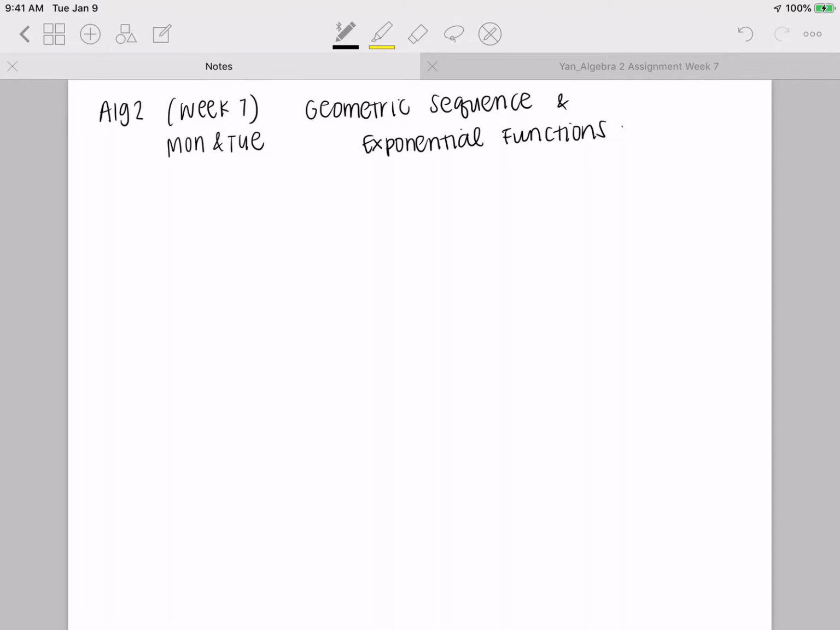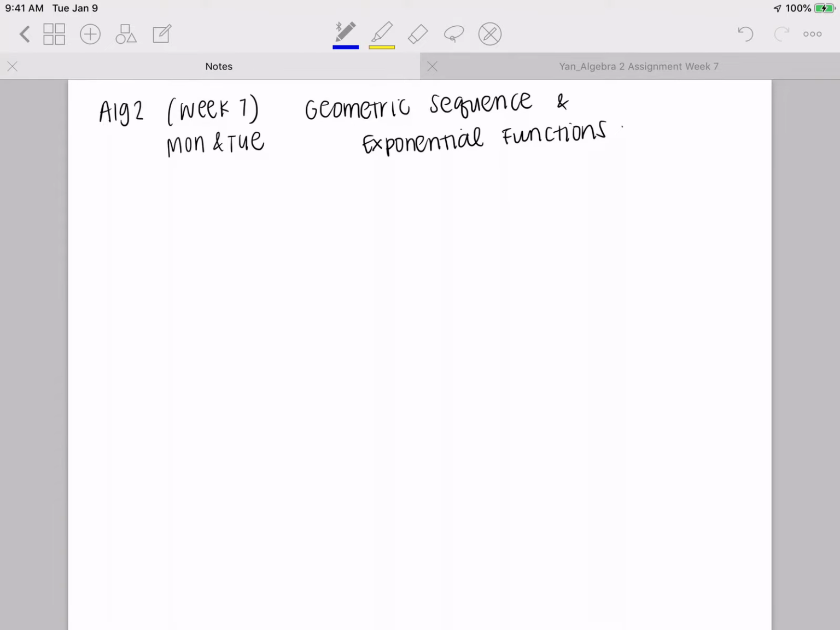Hello guys, this video is for Algebra 2, Week 7, Monday and Tuesday. This lesson is not going to be very long because there's only one formula that I want you guys to learn and actually refresh, because you probably have learned it back in freshman year, I think. So we are learning geometric sequence and exponential functions for starting this week.